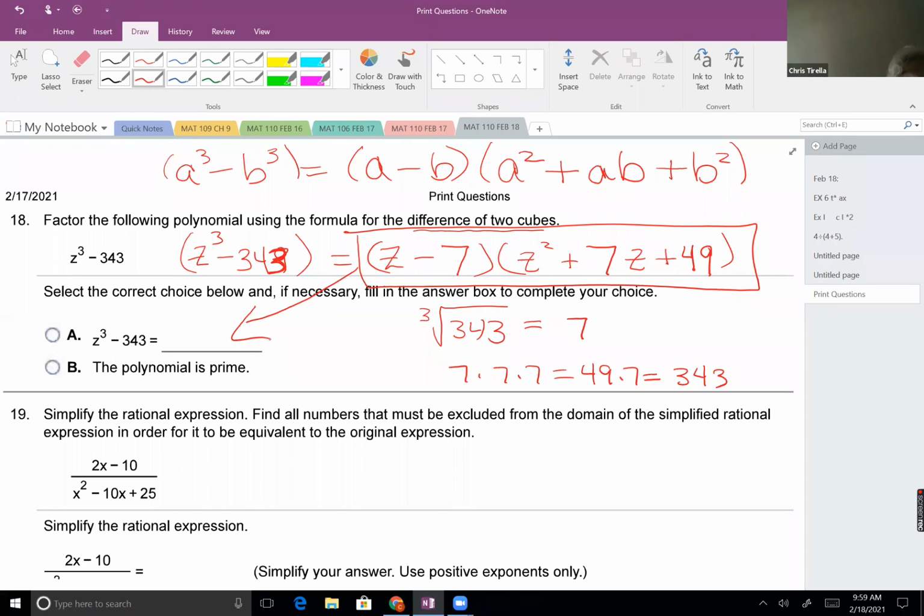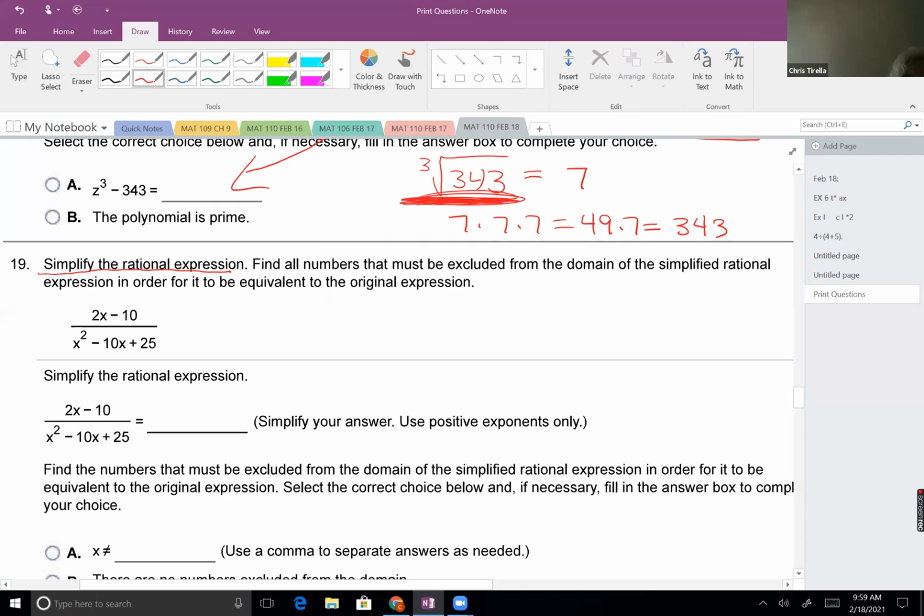I'm concerned. Does everybody have a way in which they're comfortable, if it's telling me that I've got cubes, to find a cube root of 343? Does anybody need help finding that? Not hearing anything, I'll just go on then.